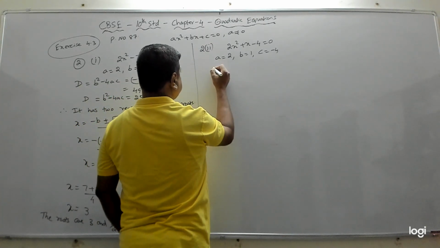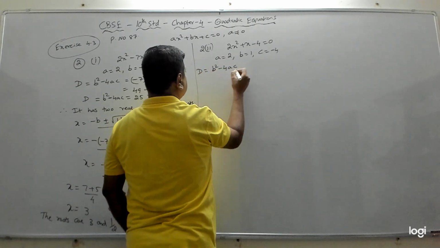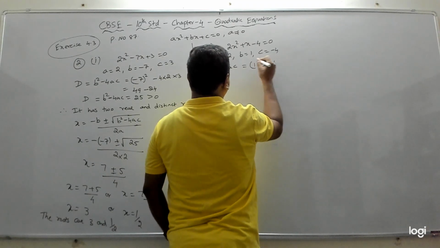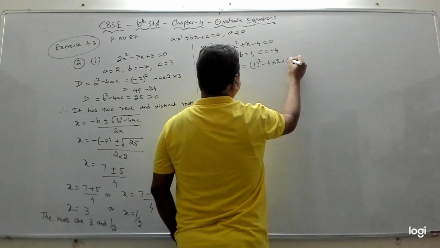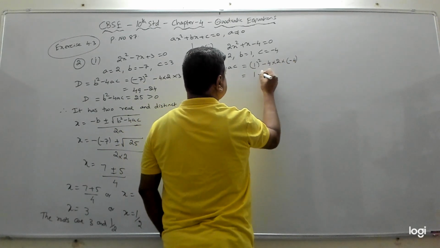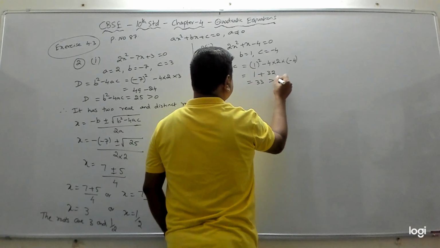Now, the second step is to find b square minus 4ac, which is our D, the discriminant. That is equal to b square, 1 square, minus 4 into a, which is 2, into c, which is minus 4. Now you get 1, minus into minus is plus, 4 2s are 8, 8 4s are 32, you get 33, which is greater than 0.